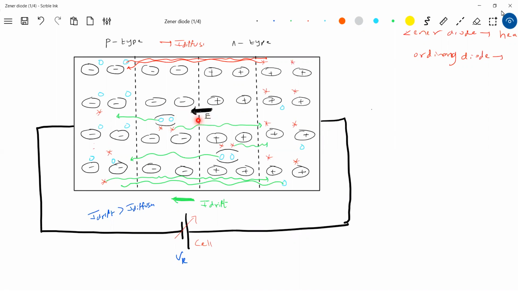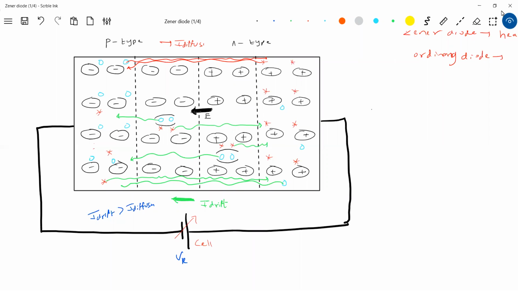Then another thing: the minority carriers generated due to thermal agitation, this electron or hole, will get accelerated due to the electrostatic field. As it gets accelerated, when it encounters a covalent bond, if it has sufficient energy, it will break up that covalent bond and generate more minority carriers. Again, the minority carriers generated like that cause avalanche breakdown to occur.